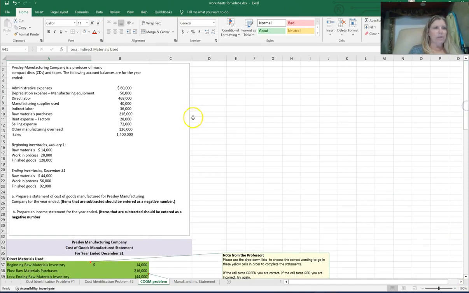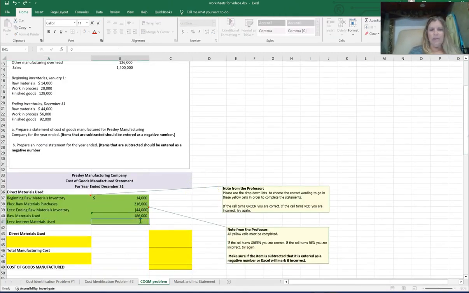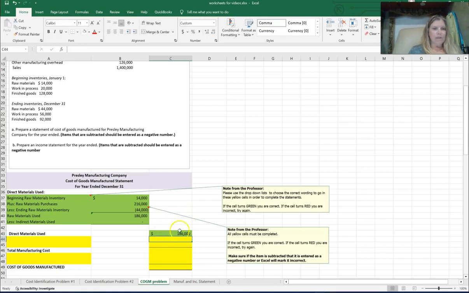So let's go back up here and see if it tells us any indirect materials. I've got direct labor, I've got indirect labor, but there is no indirect materials. So we just put 0 here. I wanted to include that in this step because it is an important step, but we don't have any for this particular company. They didn't have any indirect materials. So now the next step is to figure out what our direct materials used is. So you subtract the indirect materials used from the raw materials used, and it's still $186,000 because there were no indirect materials. Okay, so that's our direct materials used, $186,000.